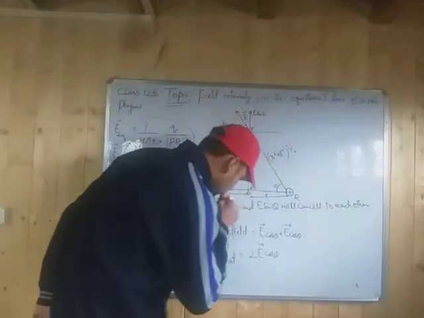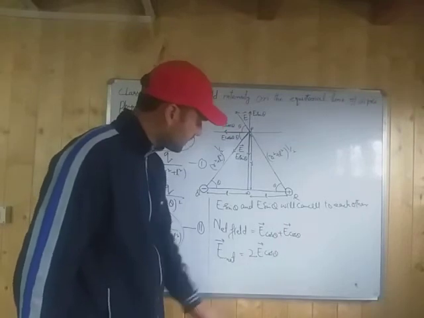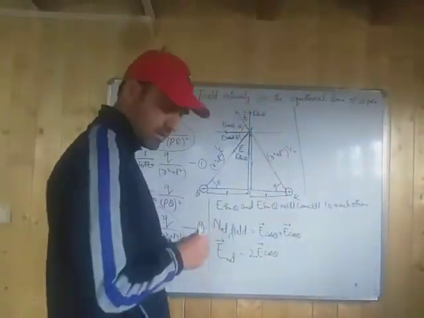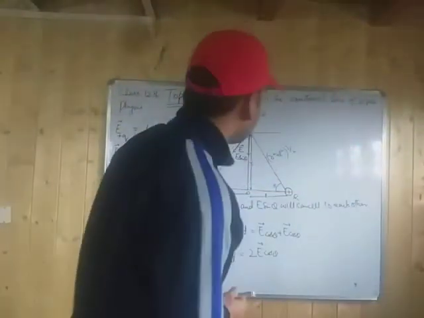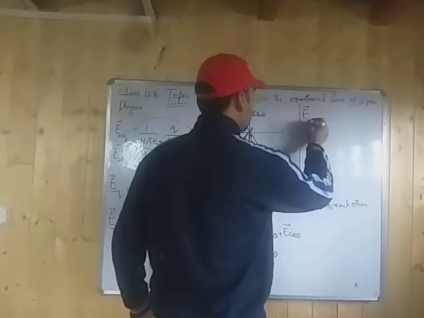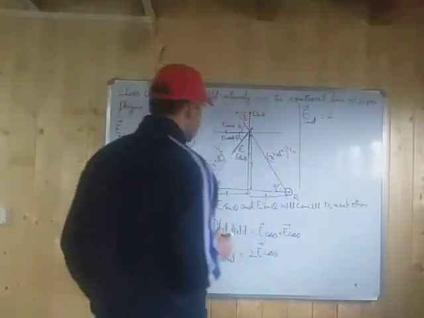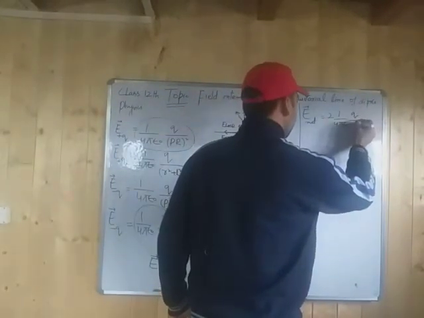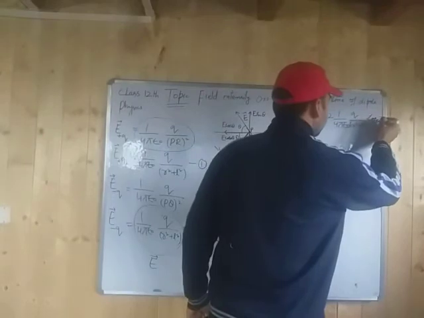Okay. So we'll write here twice E cos of theta. This E we have already calculated and kept, so we'll calculate this cos of theta. E net is equal to twice E. What's E? That is 1 divided by 4 pi epsilon naught Q divided by R square plus L square into cos of theta.